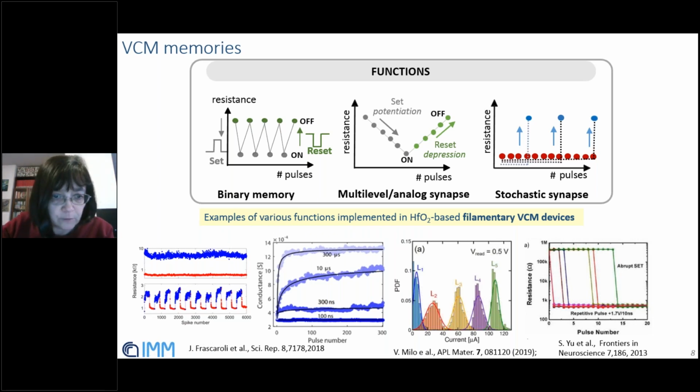On the bottom left, you can see how in the same device it's possible to have binary or multi-level switching. In this figure, you can see how we can control the conductance variation through a train of identical pulses, or we can even engineer a specific level through a program-and-verify scheme. And in this last graph on the bottom right, you can see how we can also use the stochasticity to implement some programming strategy.